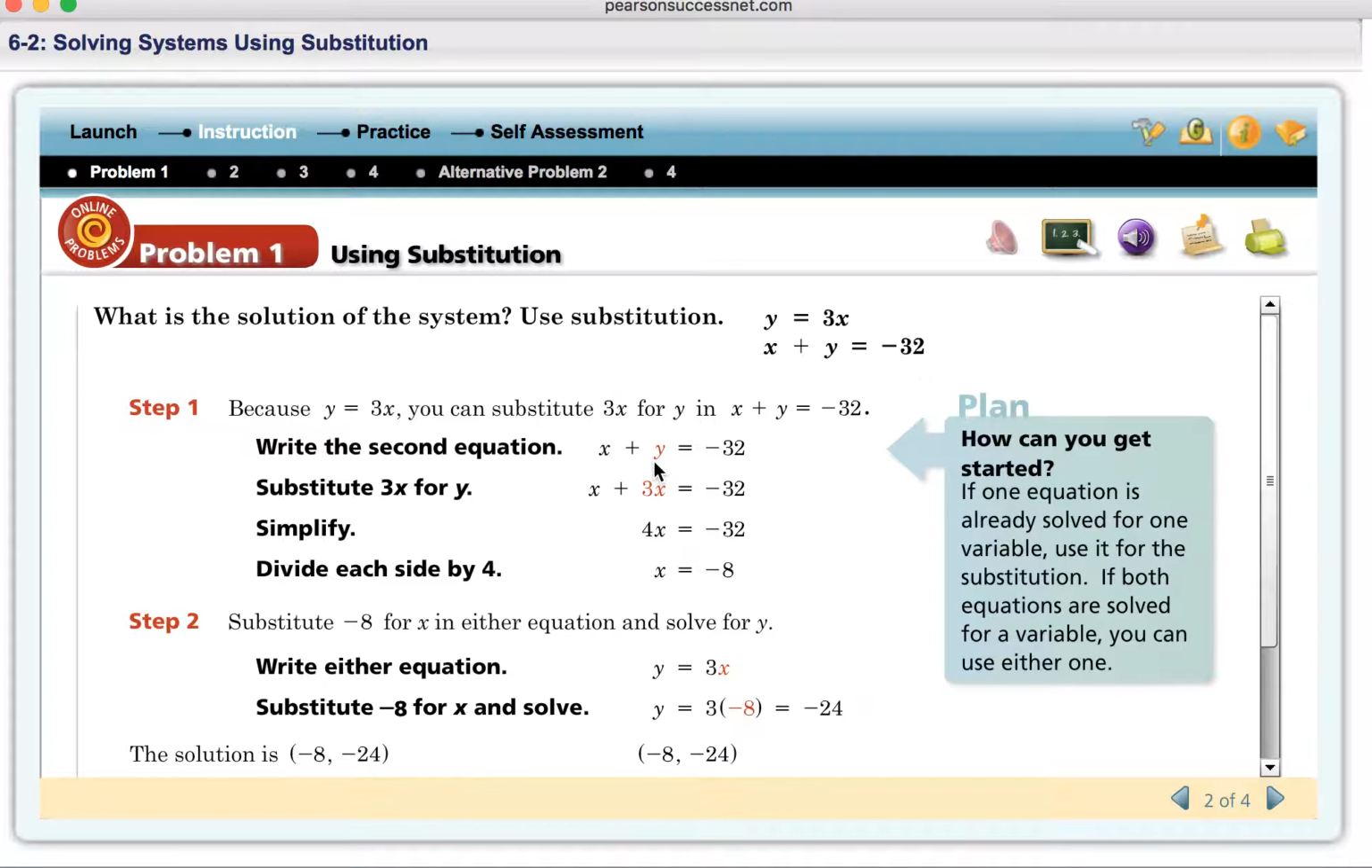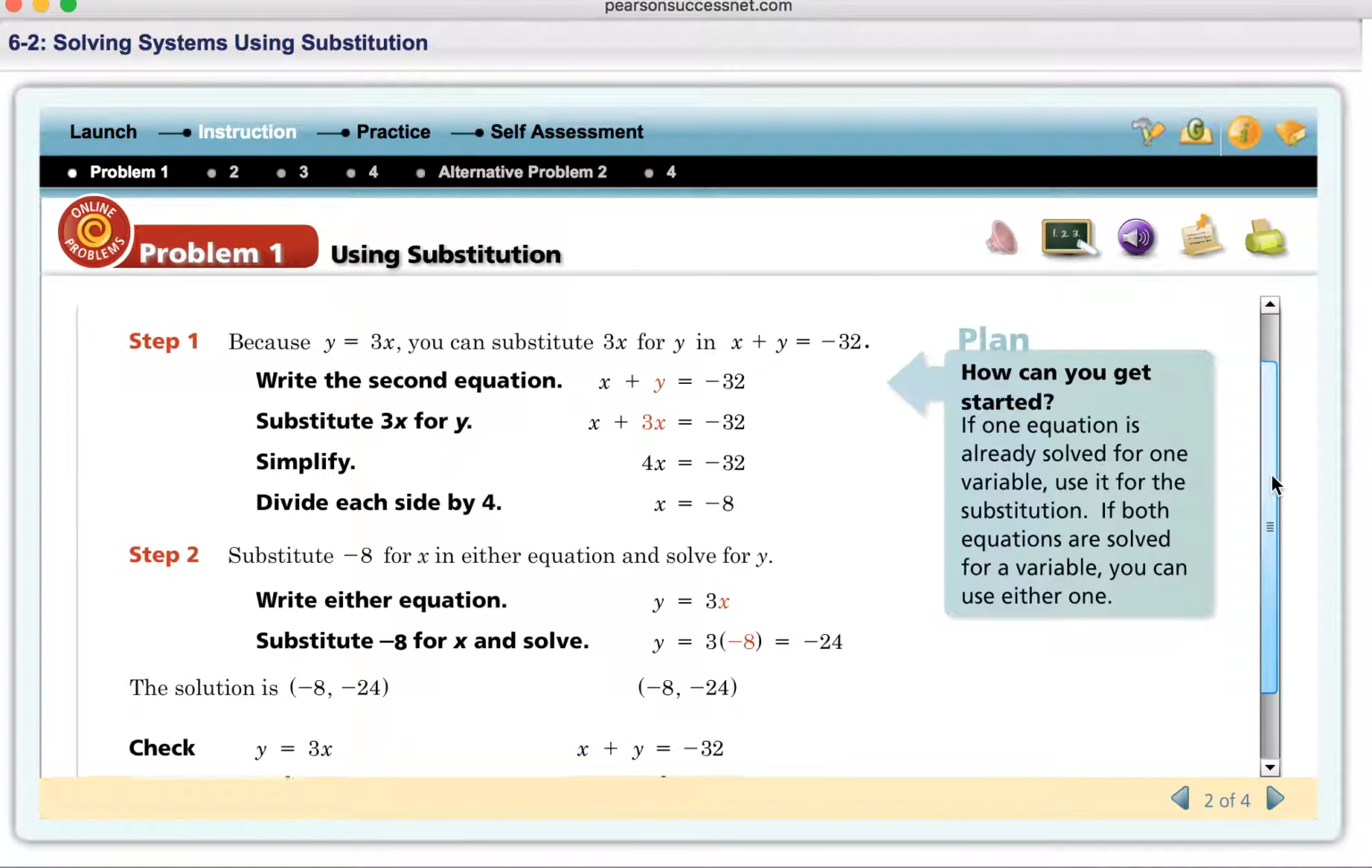So if we plug in 3x for y, and I'm going to repeat it a couple times because it may not make sense right away, we get x plus 3x, substituted for y, equal to negative 32. We can combine x and 3x to get 4x. And 4x is equal to negative 32, so we can divide both sides by 4, or just ask yourself what number times 4 is negative 32. It's negative 8.